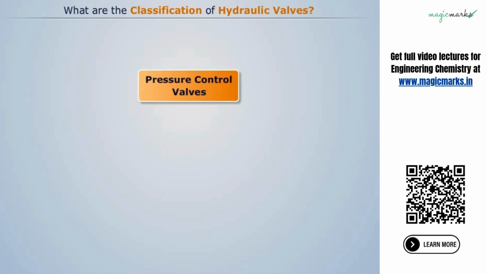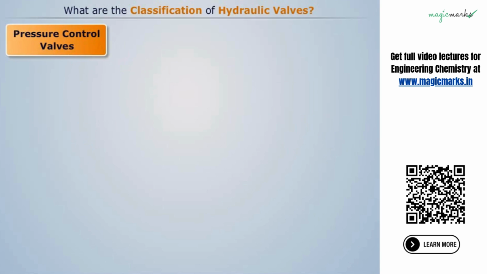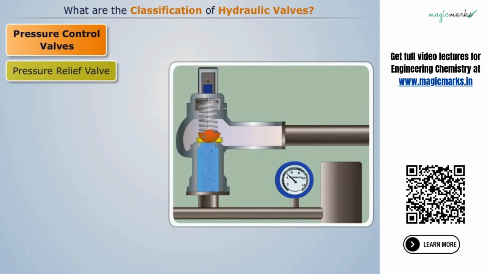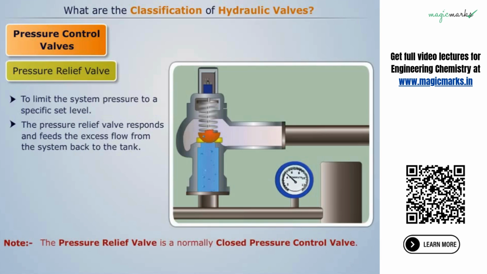Pressure control valves are further divided into pressure relief valves and pressure reducing valves. Pressure relief valves are used in hydraulic systems to limit the system pressure to a specific set level. If this set level is reached, the pressure relief valve responds and feeds the excess flow from the system back to the tank. Note that the pressure relief valve is a normally closed pressure control valve.